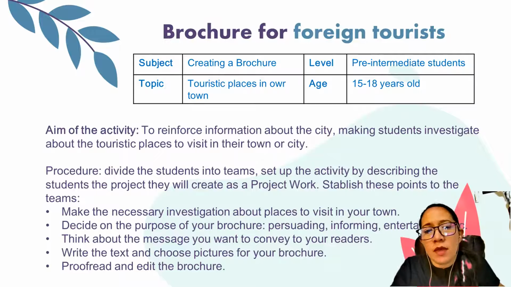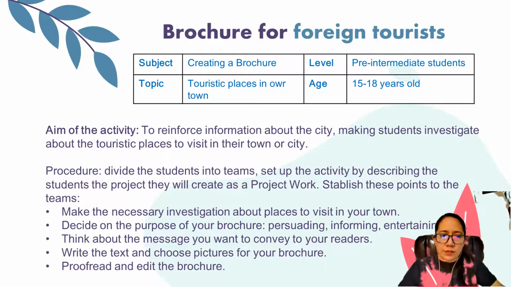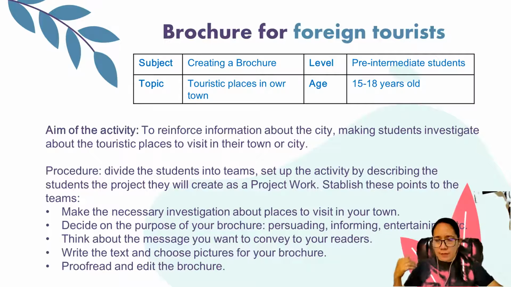The procedure might be: divide the students into teams, set up the activity by describing to the students the project they will create as a project work, establish these points to the teams, make the necessary investigation about places to visit in their town. They need to go around their houses, asking their families or relatives about different places in the town to visit. They decide on the purpose of the brochure. That means persuading, informing, or entertaining. They think about the message they want to convey to their readers. They have to write their text and choose pictures for the brochure.